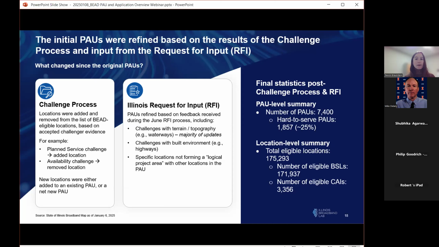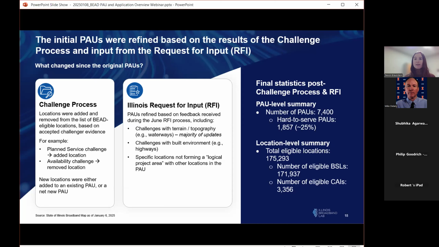So plenty of a selection to include in that Wave 1 application. And then below that, we have our location level summary. So all of those 175,293 locations are represented in some way in the 7,400 PAUs.